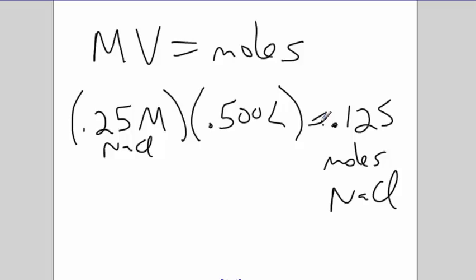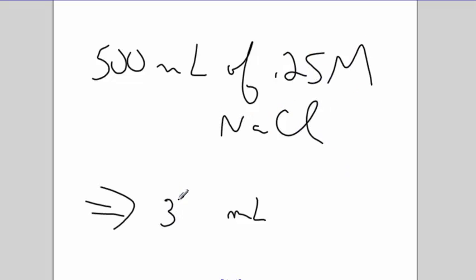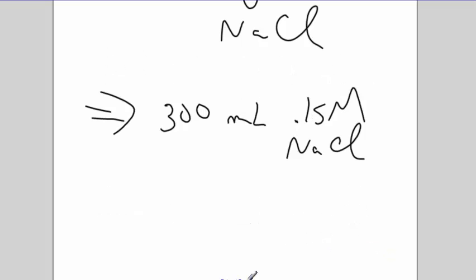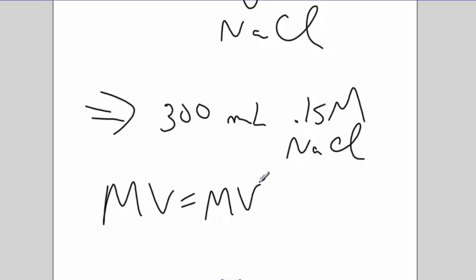The other thing that gets people confused with molarity is dilution. If I have 500 milliliters of a 0.25 molar NaCl solution, I wanted, say, 300 milliliters of a 0.15 molar NaCl solution. The equation for that is MV equals MV. That is, these two solutions have to have the same number of moles of NaCl, and I know that M times V is moles.